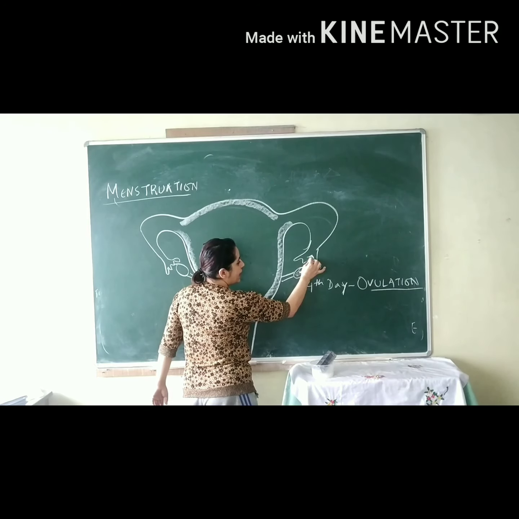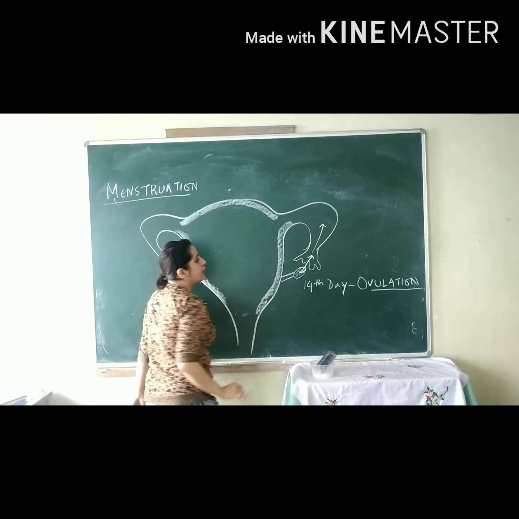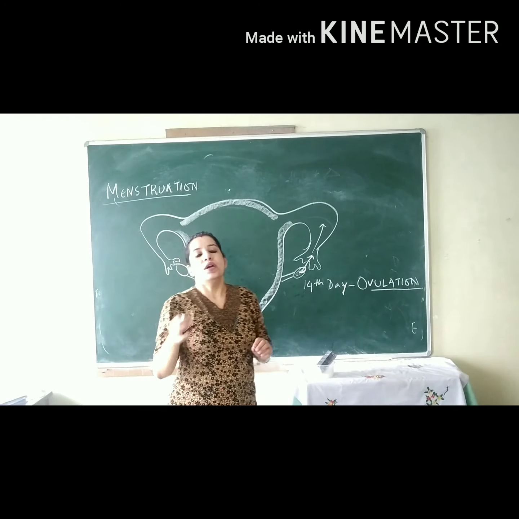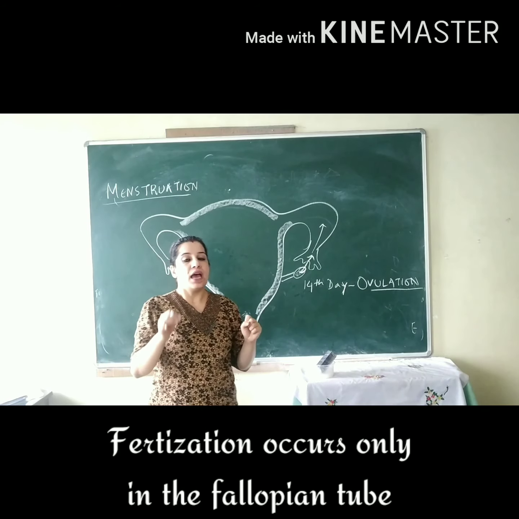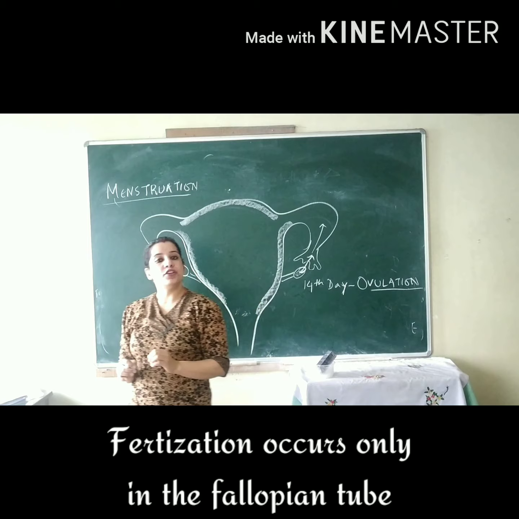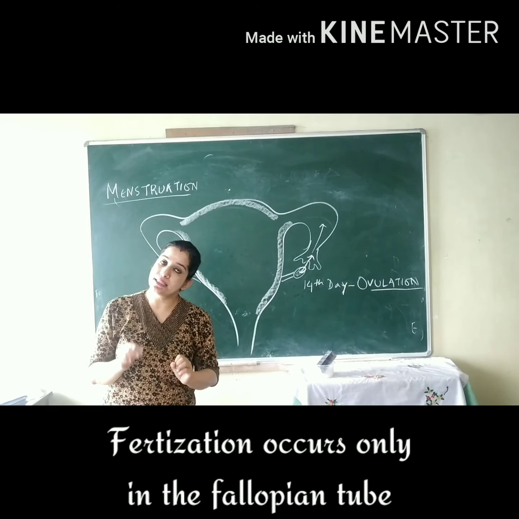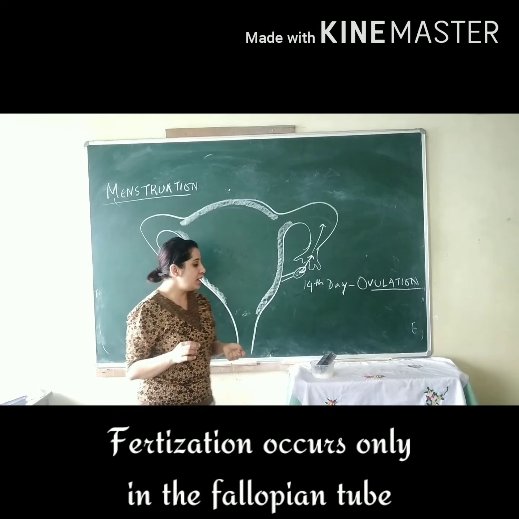Now from here the egg enters the oviducal funnel, then it reaches the fallopian tube. Now, when we did the structure of the female reproductive system, I had told you all that the function of the fallopian tube is fertilization takes place here. It is the only place where fertilization takes place.